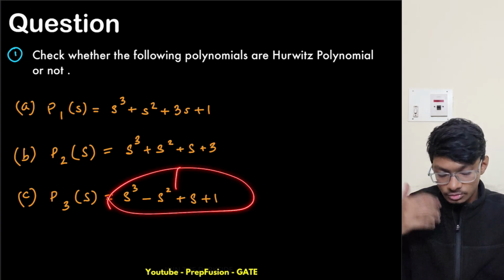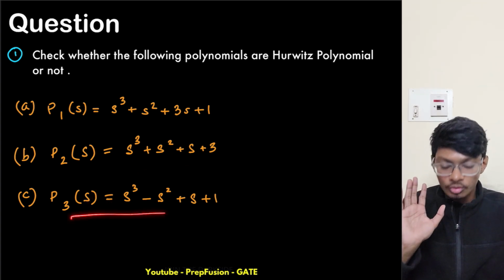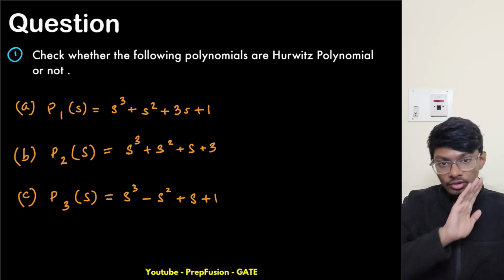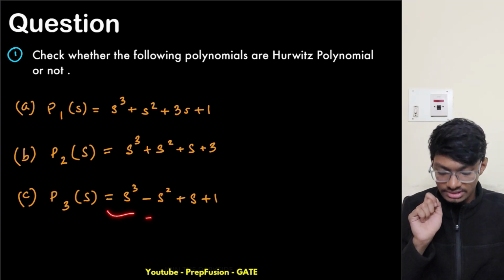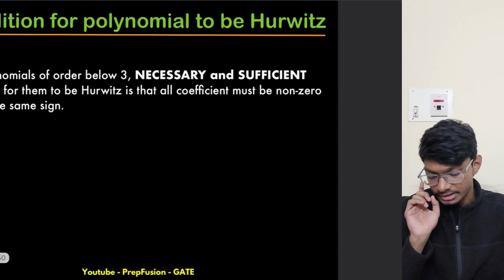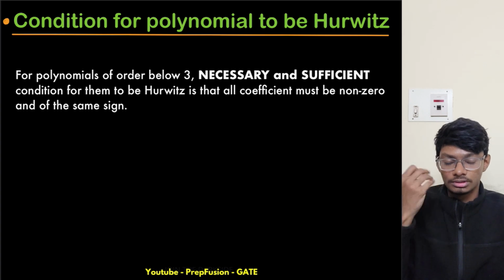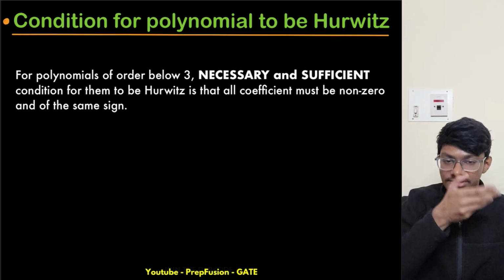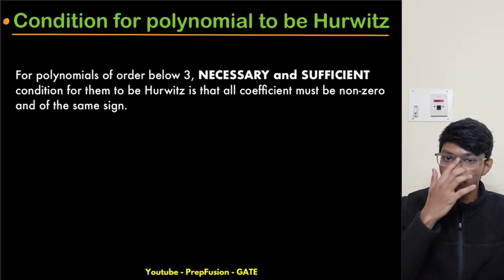But here this is not even following the necessary condition. Hence by just seeing the polynomial, I can tell that this won't be Hurwitz. Why? Because there is a sign change of the coefficient, and the necessary condition is that they should be of the same sign. Even though this is for order 2, later we will see that for order 3 this is the necessary condition, but not the sufficient one. I hope you understand, right?